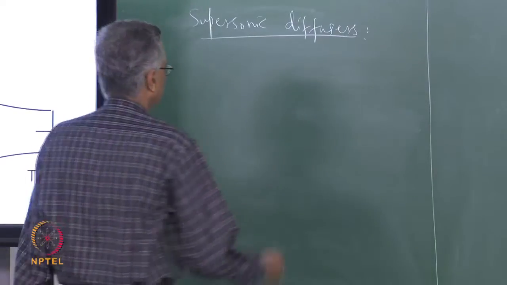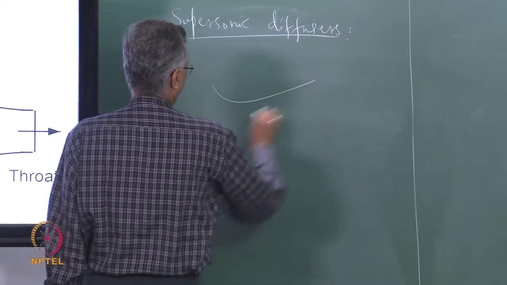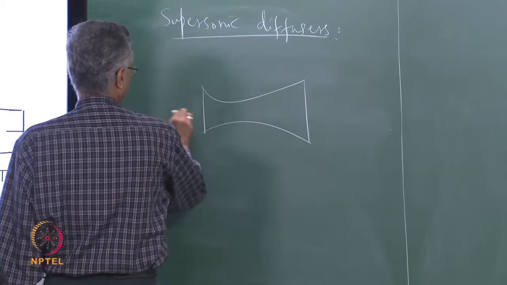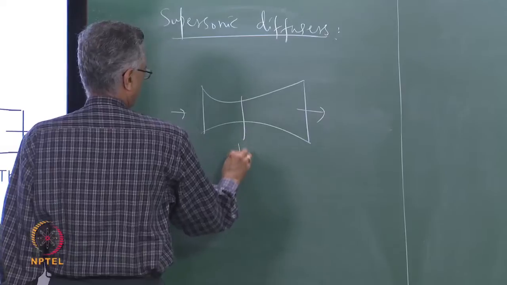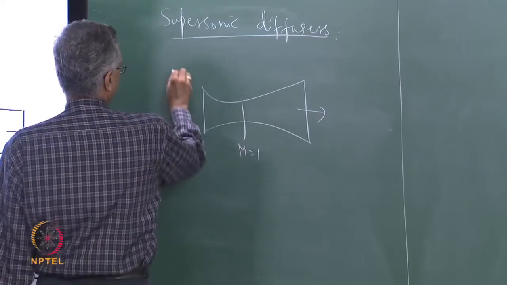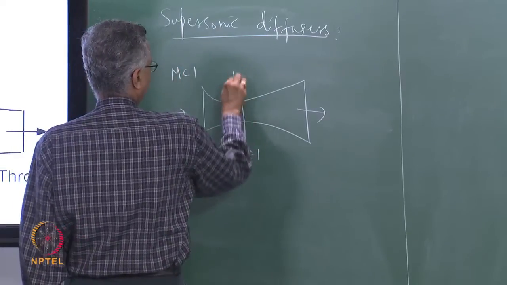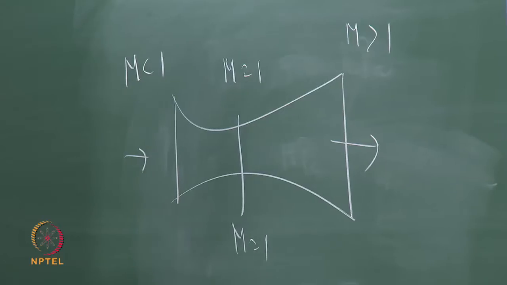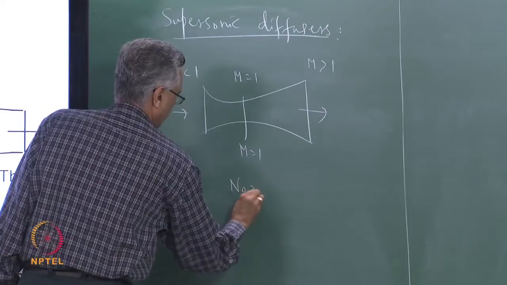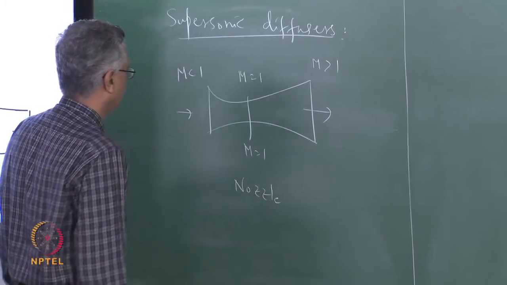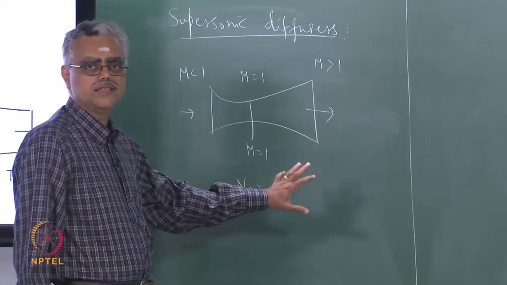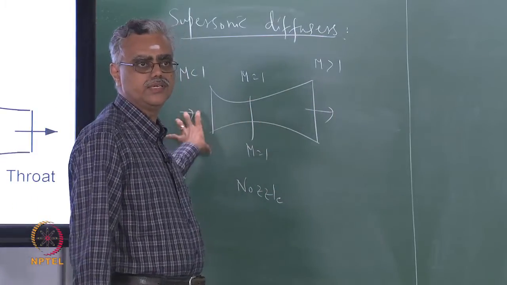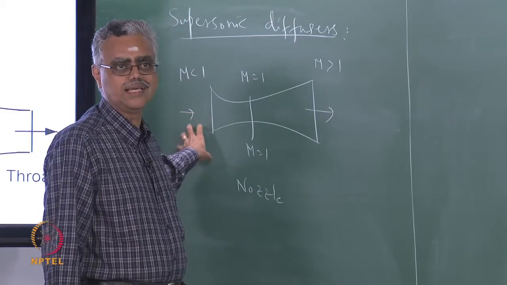Okay. If you remember, a supersonic nozzle under design operating condition has M equal to 1 at the throat. So we have a subsonic flow coming in, M becomes 1 at the throat, and we have a supersonic flow going out. So this is a nozzle. Now a supersonic diffuser acts in the exact opposite way. We take a supersonic flow, decelerate it so that we get a subsonic flow at the exit.